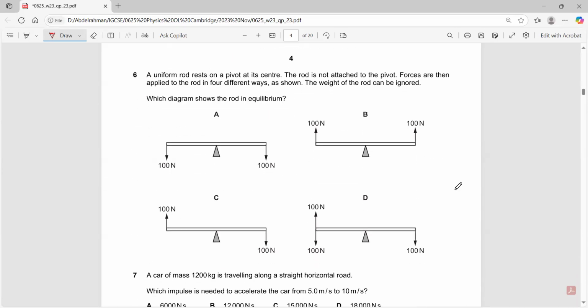Which diagram shows the rod in equilibrium? This is a really easy question. It's A. I think it's very obvious that it is A. Why can't B be correct? B has to be wrong. Why? Because this rod will actually move upwards. It won't rotate, no, but it will move upwards. Why? Because there is no downward force. Is there an upward force in A? Yes, there is an upward force acting at the pivot, right?